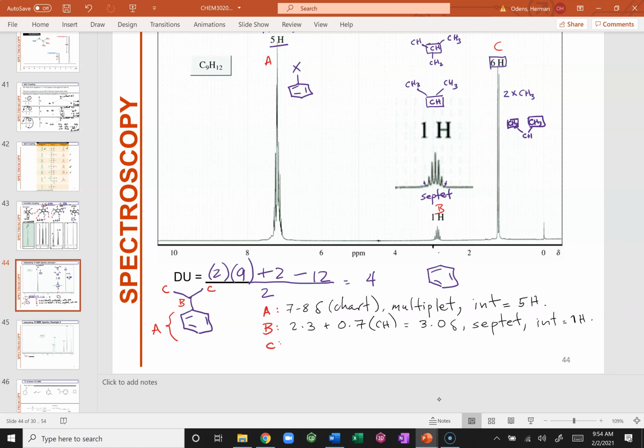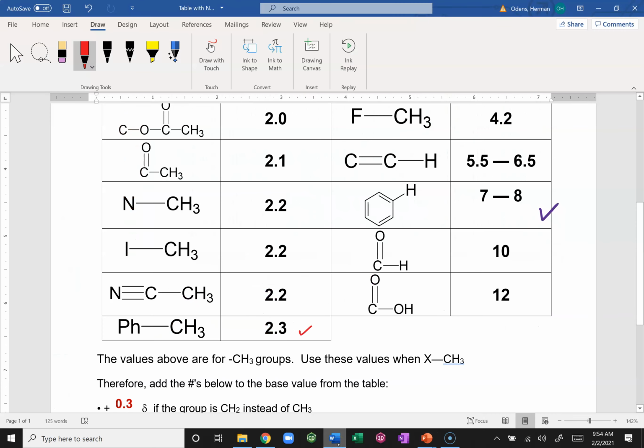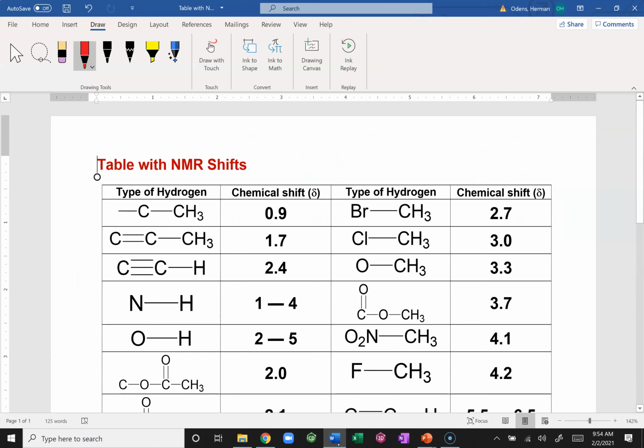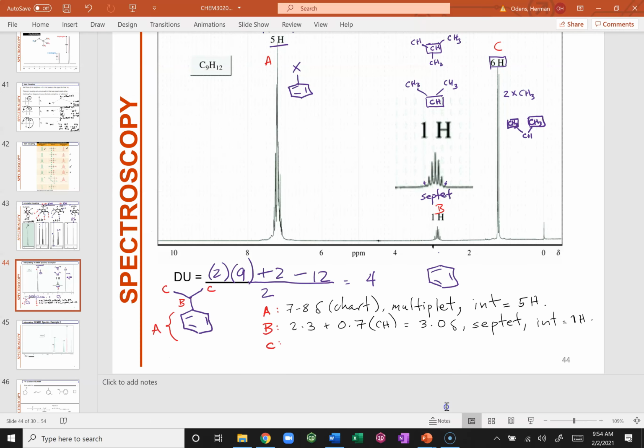Any questions up to this point? You good? All right, let's do C. C will start at what? The easiest one to spot is C. There is a carbon-to-carbon connection there. 0.9, yes. That's a 0.9.